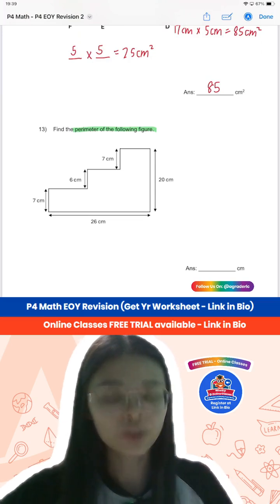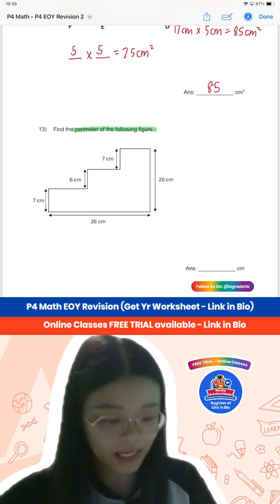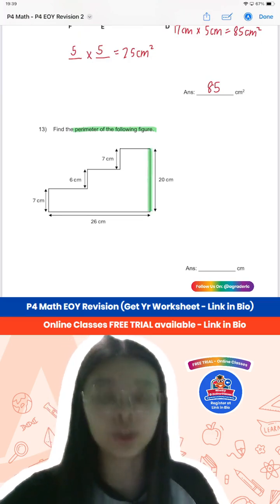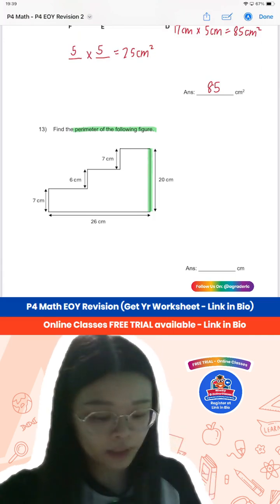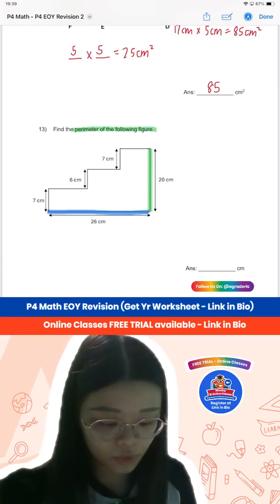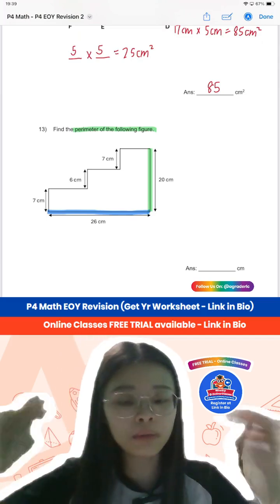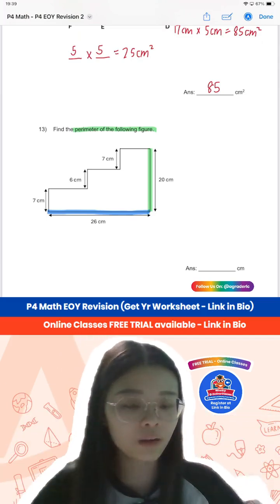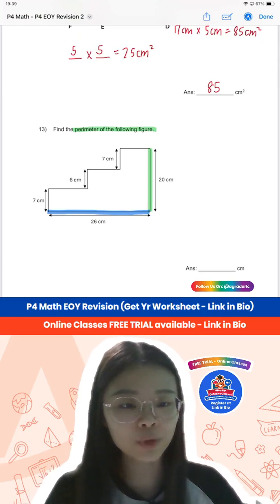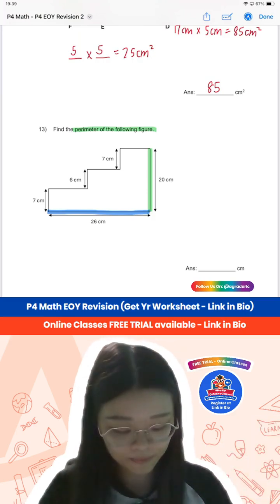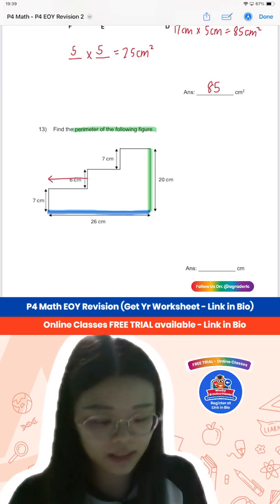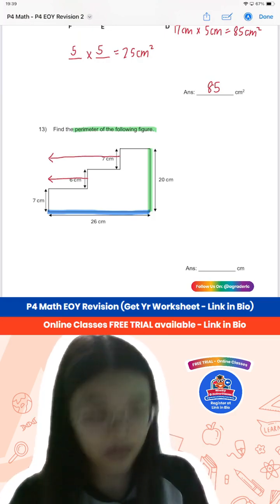Okay, so parameter, actually this question is super easy. Let's go through. Here we have our first length, 20. This one everybody knows, right? And then next we have our breadth over there. Then this is our length, 26. And then do you remember about pushing for parameter? Do you all remember how to push our lines? Okay, this 6 cm can go all the way out. This 7 cm can go all the way out, right?